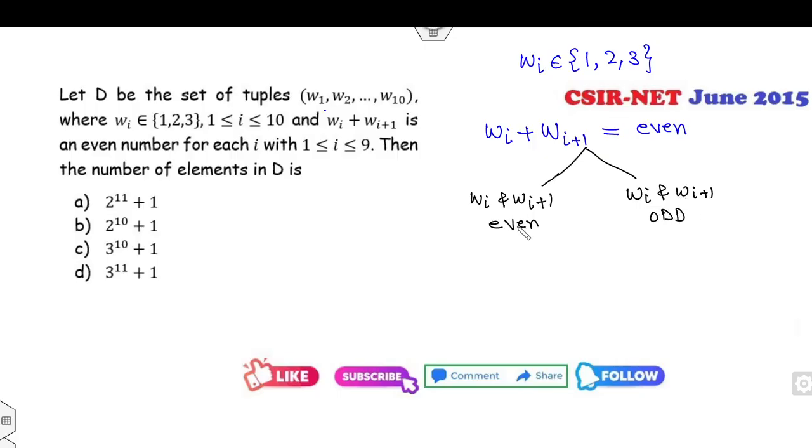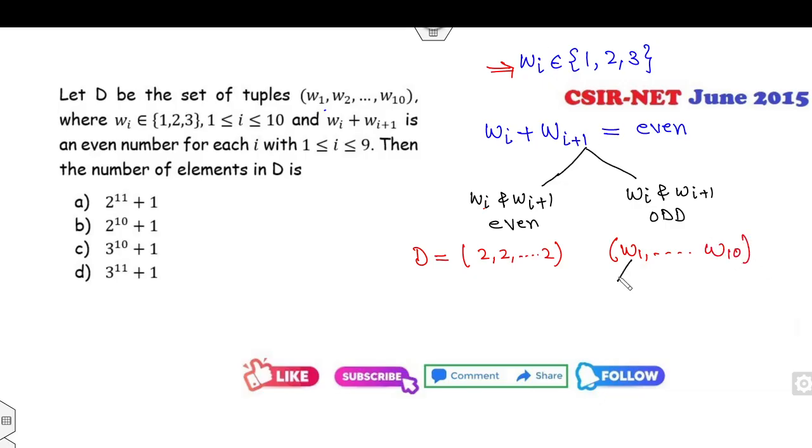So firstly, we can think about the even number. What will be the value of the Wi when both are even? The only possible is 2, 2, 2. So that means this is my capital D. The sum will be even. Look at this case. What will happen? What are the choices for W1? Because your target is to find W1 up to W10.